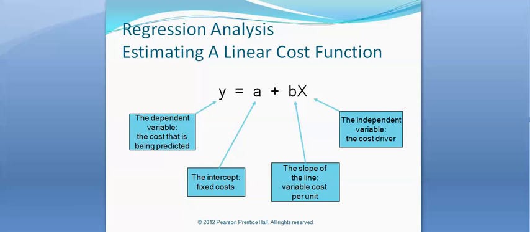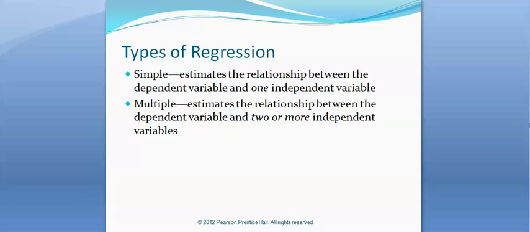We're going to now look at the steps involved in estimating a simple linear regression cost function using Excel. And again, our linear cost function is of the form y equals a plus bx. There are two types of regression. Simple regression estimates the relationship between our dependent variable, typically the cost we're trying to estimate, that's our y, and one independent variable, and that's the x. And the second type is multiple linear regression, where we estimate our cost as a function of two or more independent or x variables.